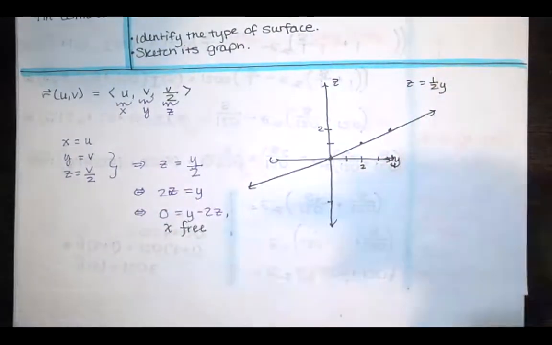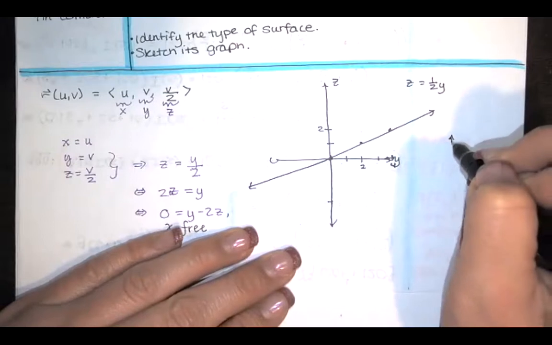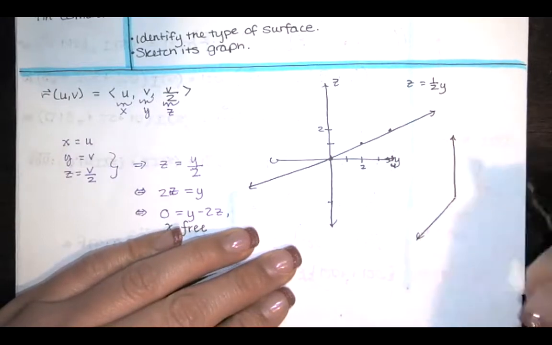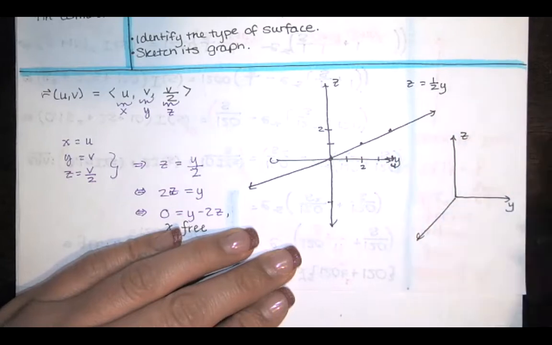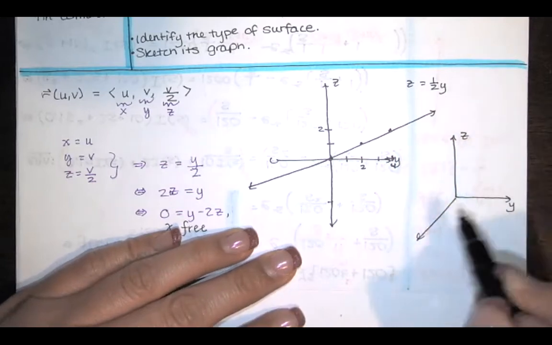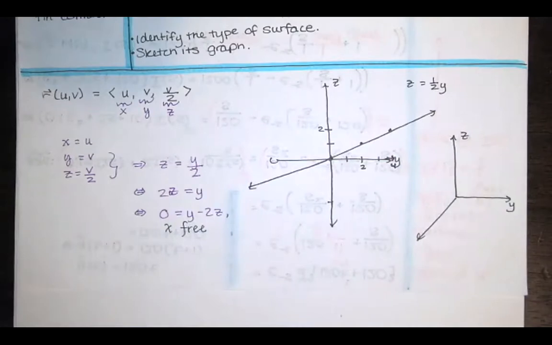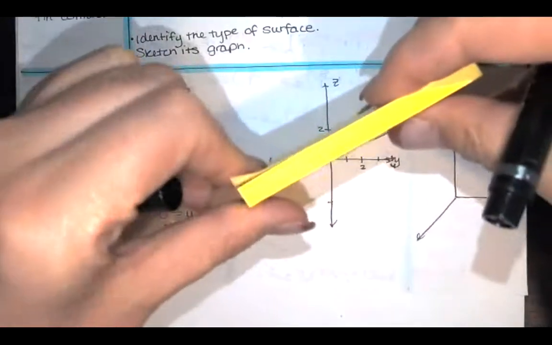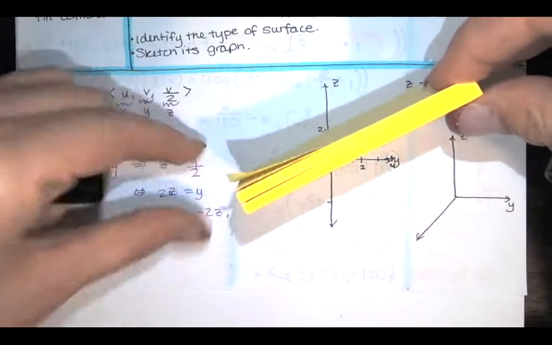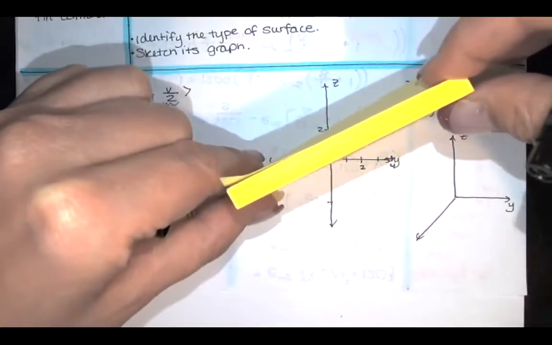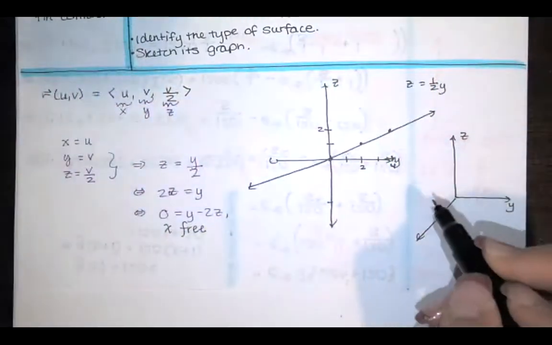Now it's hard to draw with some dimension. We'll try. There's the z-axis, there's the y-axis, and we see this plane looks like this. But we want to imagine we're looking at that from some angle, and it's really hard to imagine.